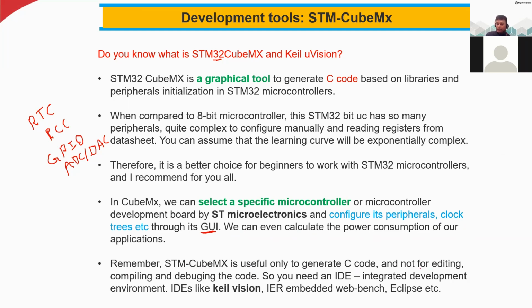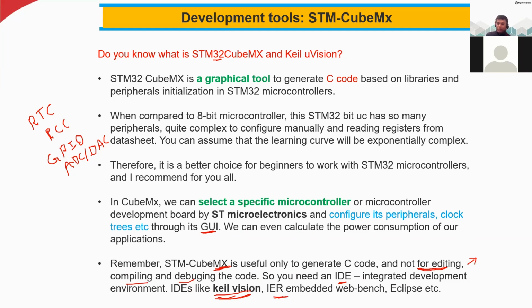But not for editing. So you cannot do the code editing or insert application code, and its compilation and also its debugging. So you can only generate the C code by using CubeMX. So you need an IDE, that is integrated development environment. There are so many different types of IDEs available that you can use. But in this course, I recommend you to use Keil uVision. This is one of the IDEs where you can compile and debug the C code.